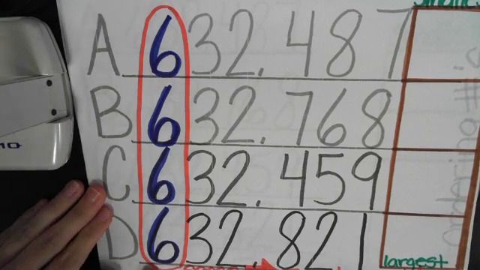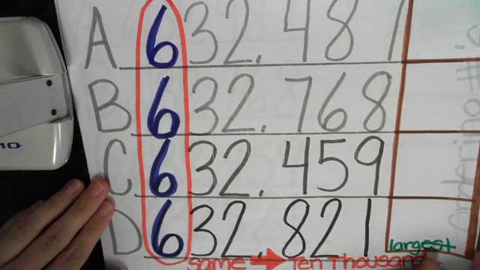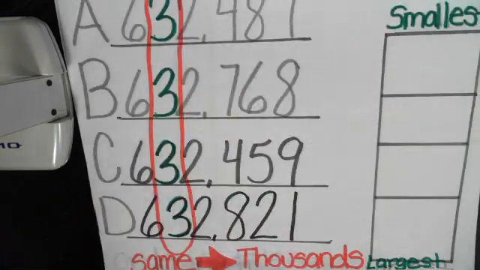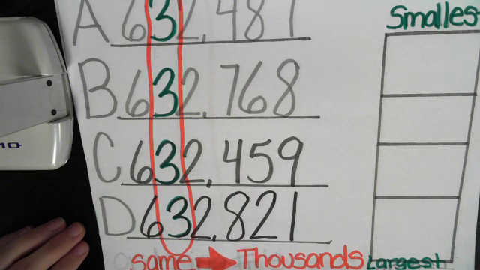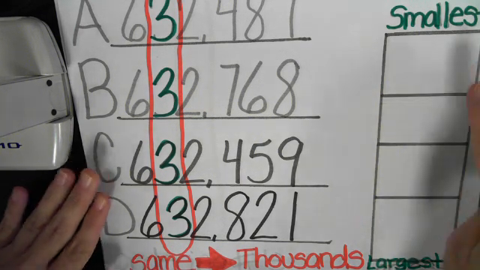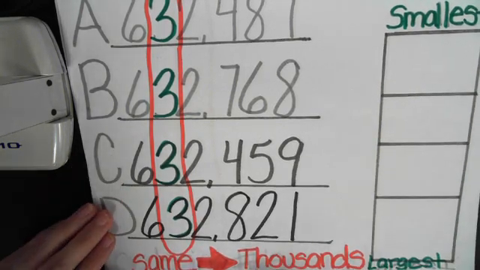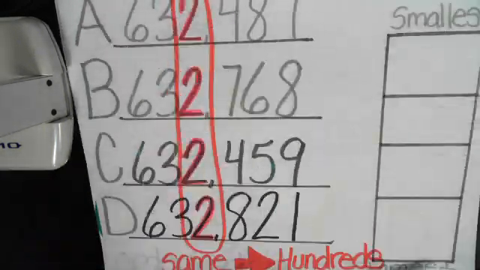We start in our largest place value, which happens to be our hundred thousands, and they're all 6. And because you guys have already done this, you all know it's the same. We have to move to the right to our 10,000s. And like we talked about on Monday, if all the digits in the 10,000s place are the same, we have to continue moving to the right to the thousands place. So we haven't been able to fill out any of this because the numbers are the same and we don't know which one is the largest or the smallest.